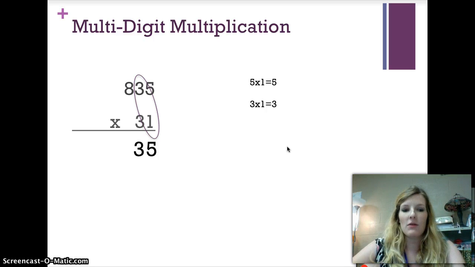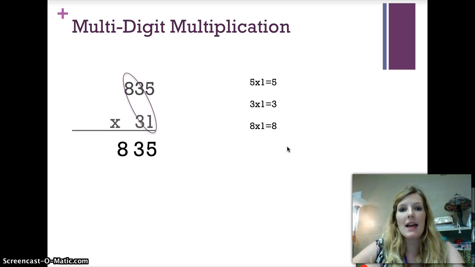No. So my 3 goes down below. And then I'm done with that one, and I can move on to the 1 and the 8. 1 times 8 is 8. I don't have anything to carry, so I'm going to write my 8 below. I am now finished with that 1. I don't need to think about this anymore.